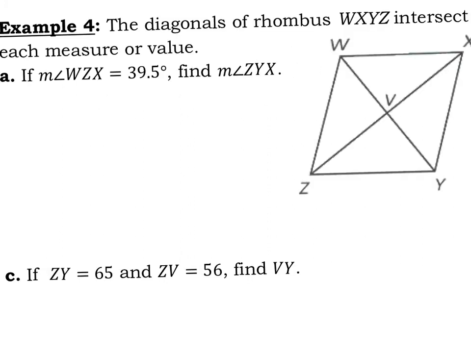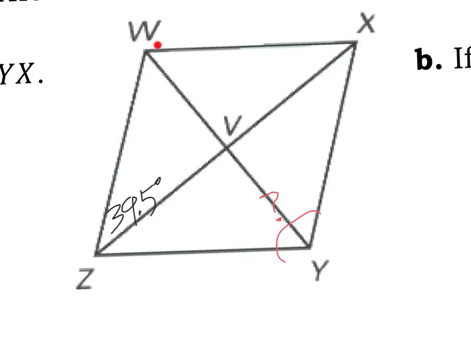So in example 4 here, I'm given another rhombus. And it says if measure of angle WZX is equal to 39.5 degrees, find measure of angle ZYX. So WZX would be this little angle right here, and then ZYX would be the larger angle, okay?